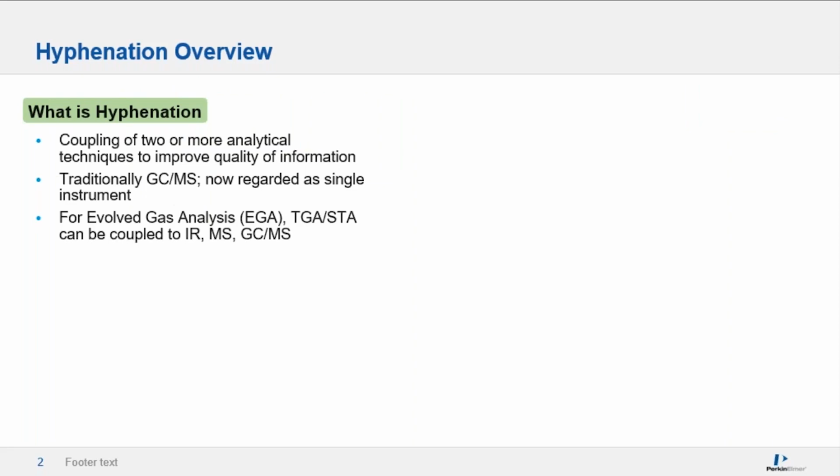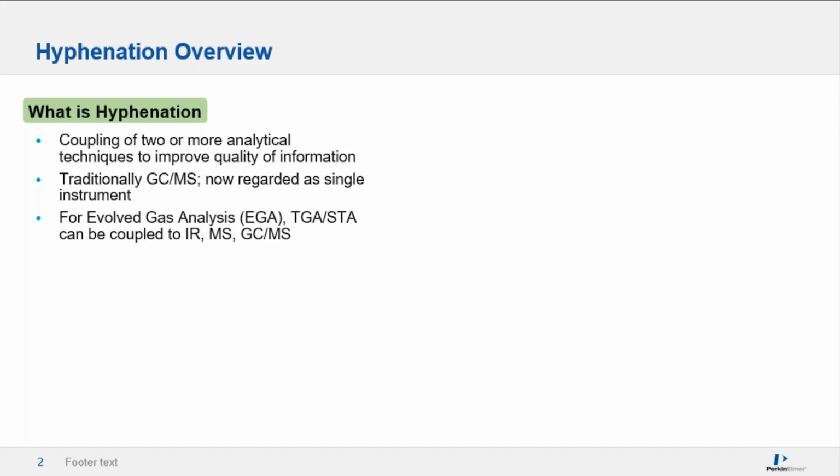Okay, so first let's review some of the basics. What is hyphenation in the context of analytical instrumentation and analytical analysis? Simply put, this is coupling two or more analytical techniques. Traditionally, GCMS, gas chromatography mass spectrometry, was considered a hyphenated technique. Now these two techniques are essentially considered a single instrument or a single technique. This is because the sample gas transfer from the GC to the mass spec is seamless, and the data analysis from both components is user-friendly. So with every advance that we make in hyphenated technology, we get closer to the seamless combination of different analytical techniques.